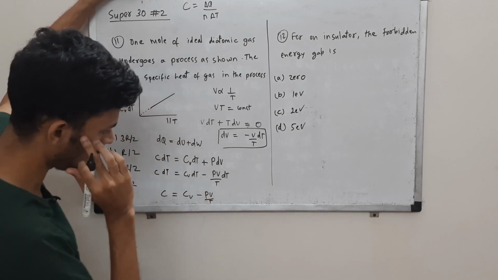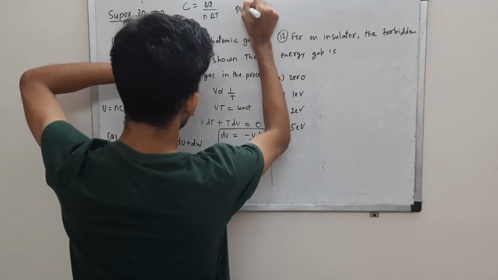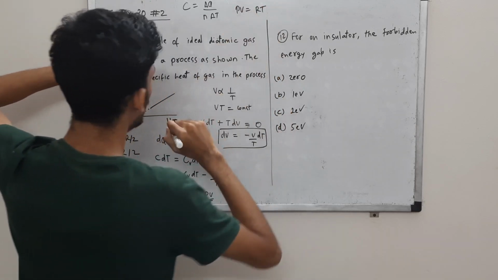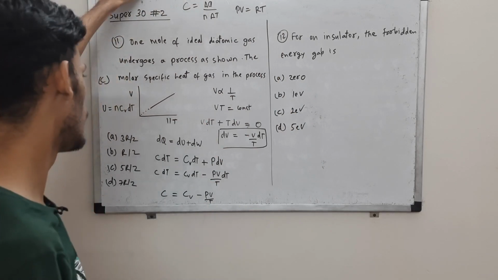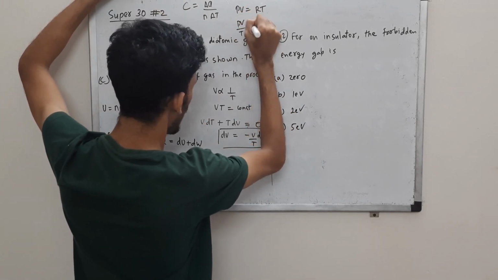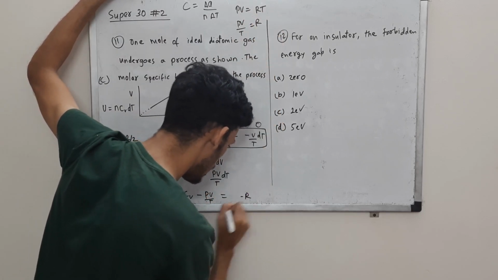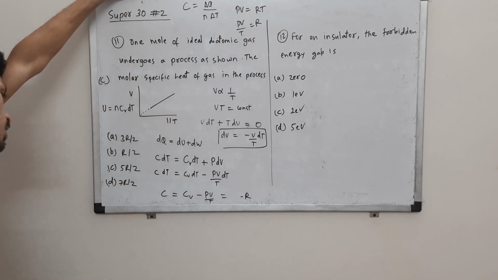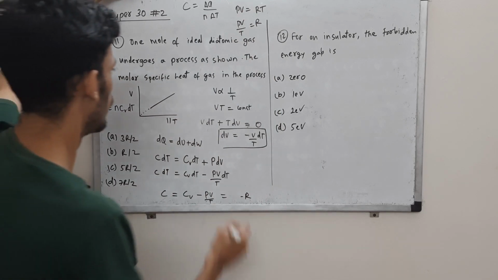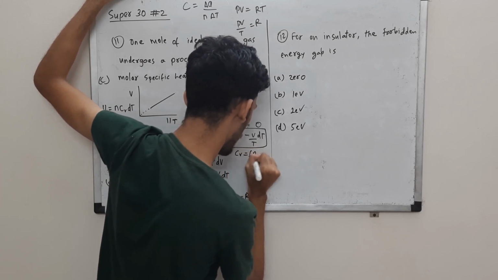So C is equal to Cv minus pv by t. For an ideal gas we can write pv is equal to RT, right? One mole, so n is 1, pv is equal to RT, so pv by t is R. So this is nothing but R, and what is Cv? Cv for a diatomic gas. Now we are very close to the answer. Cv will be fR by 2.